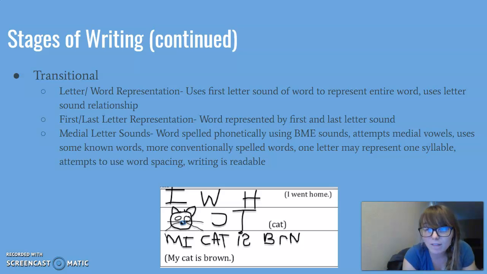The child got some of the letters right. They had the M, and then they missed the Y. Cat is just flipped. And then brown, they had some of the letters.